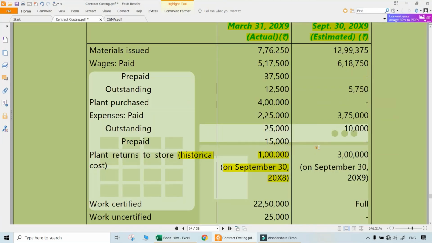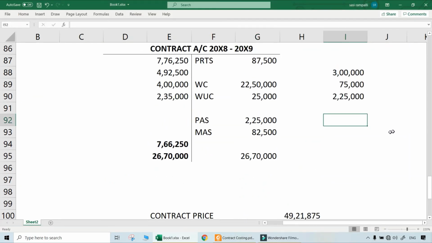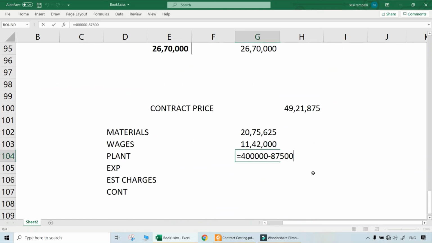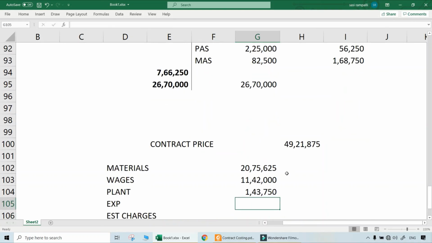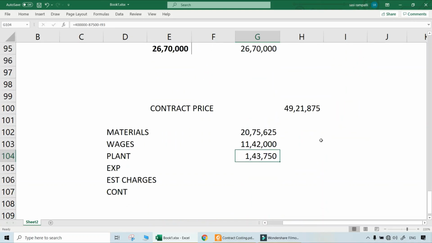2,25,000 it was. Now for that 6 months period, there will be depreciation that should be provided on a written down value basis, so 25% on that. If you reduce, what will be the plant value at site at the end of the 6 months period or at the end of the contract? 1,68,750. So 4 lakhs minus 87,500 plant returned, minus plant at site at the end of the contract 1,68,750. So the real plant expenditure will be 1,43,750.